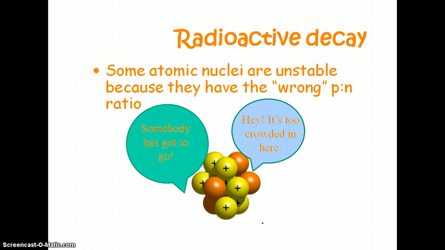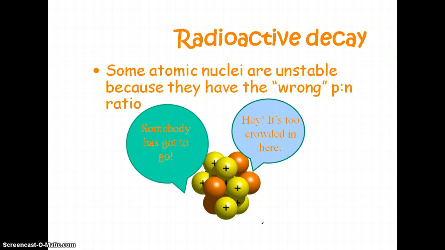All right, in this podcast, we're going to talk a little bit about nuclear chemistry. Nuclear chemistry basically is the chemistry of the nucleus. So we're talking about protons and neutrons here, the nucleus. When atomic nuclei are unstable, it's usually because they have the wrong proton to neutron ratio, okay? So it's not a good balance, okay? So there's either too many neutrons or too few protons, okay?